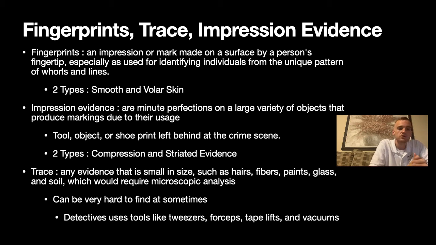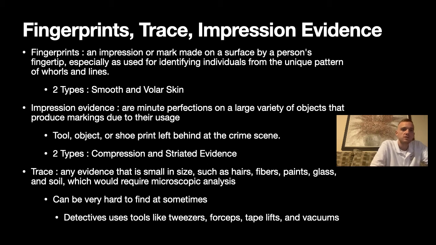This can give detectives clues as to what direction the suspect was traveling. An example of striated evidence would be a tool leaving marks on the body or surface of an object and leaving a unique pattern that gives detectives clues about the movement of the object and what object was being used.